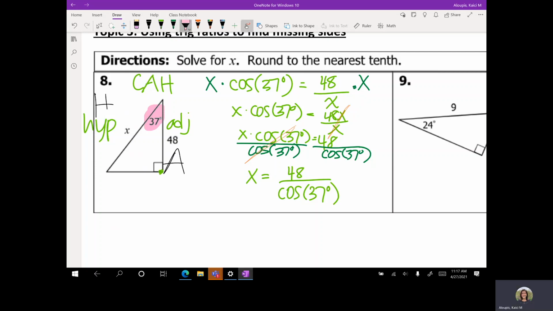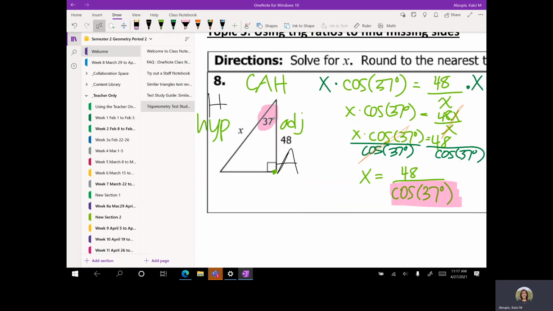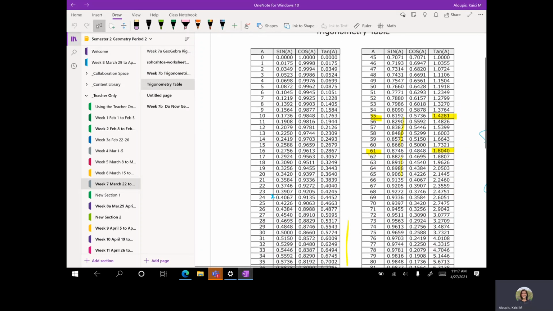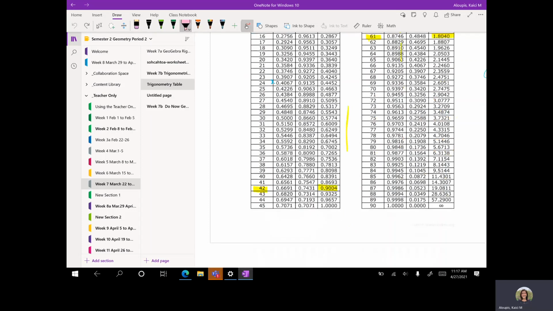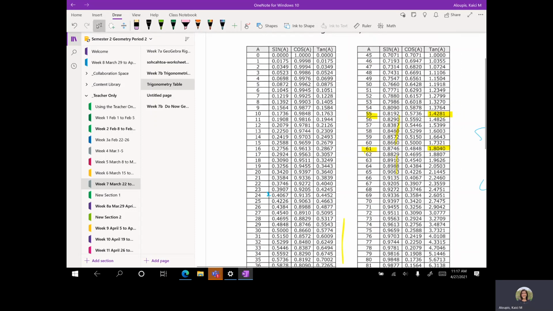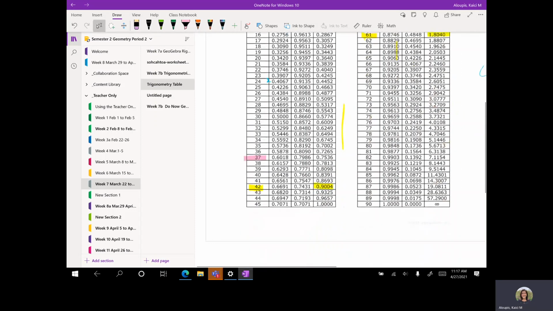Well, we have to find out what the value of cosine 37 is. I'm going to go to the trig table. It's in week 7. The trig table is the column A, as in this column here and this column here. Those stand for angle values. So I'm going to find where A is 37. Here's A being 37, and we're taking the cosine. So this is sine, the middle one is cosine, and I'm taking cosine, so I'm going to go to the middle one right here.